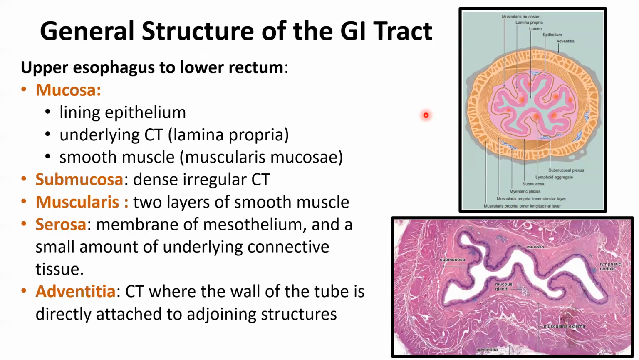The general structure of the GI, you should know that. People are still asking these questions. The mucosa has 3 layers: the lining epithelium, which is usually what's different between the different areas in the GI; the underlying connective tissue, which we call lamina propria; and the smooth muscle, muscularis mucosa. All 3 layers are the mucosa. So the mucosa here is made by 3 different tissues: epithelium, connective tissue, and muscle. Put that in mind. People ask questions in the lab that they've never heard before. You should read the lecture or read the book.